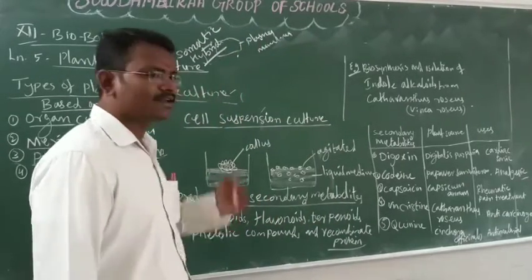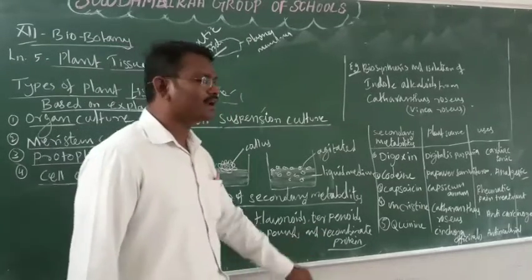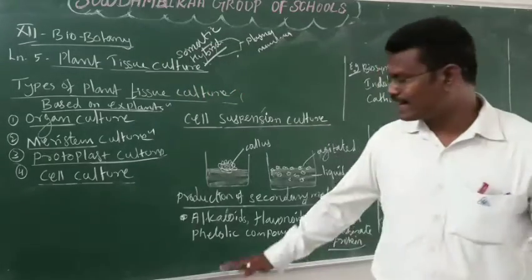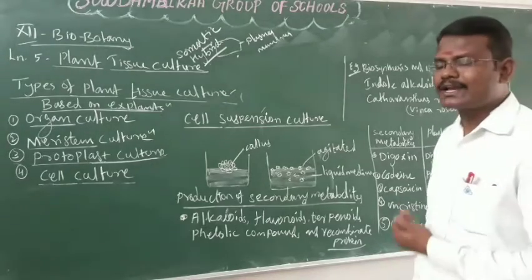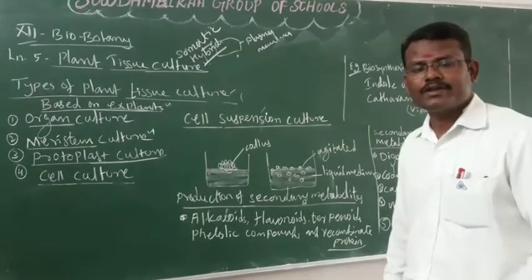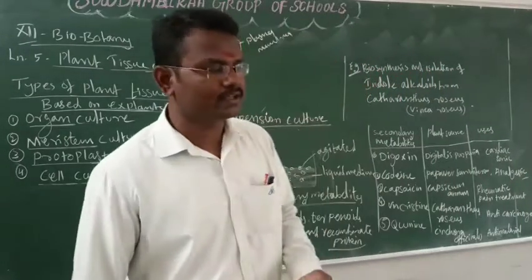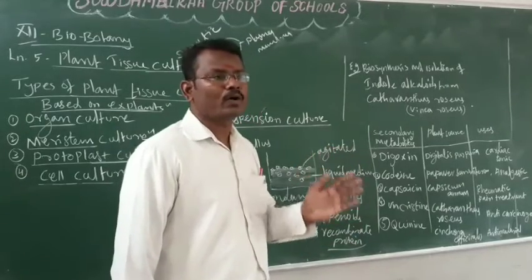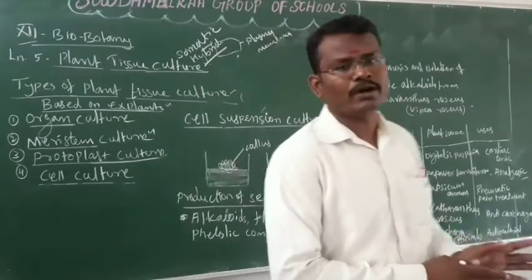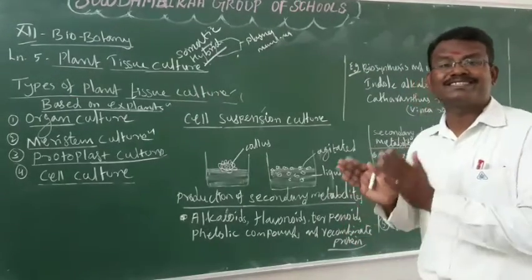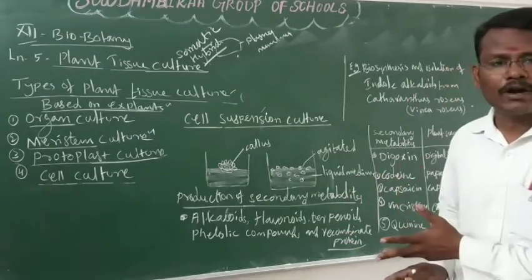These secondary metabolites include alkaloids, flavonoids, terpenoids, phenolic compounds and recombinant proteins. We obtain these secondary metabolites from the cell suspensor culture. Here the secondary metabolite is a chemical substance we obtain from living things. It is not used for the normal growth and development of plants. It is a byproduct of the cell metabolism.